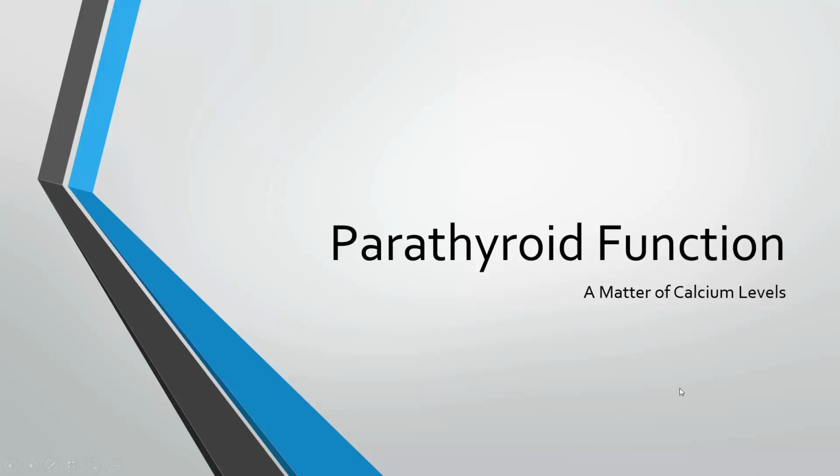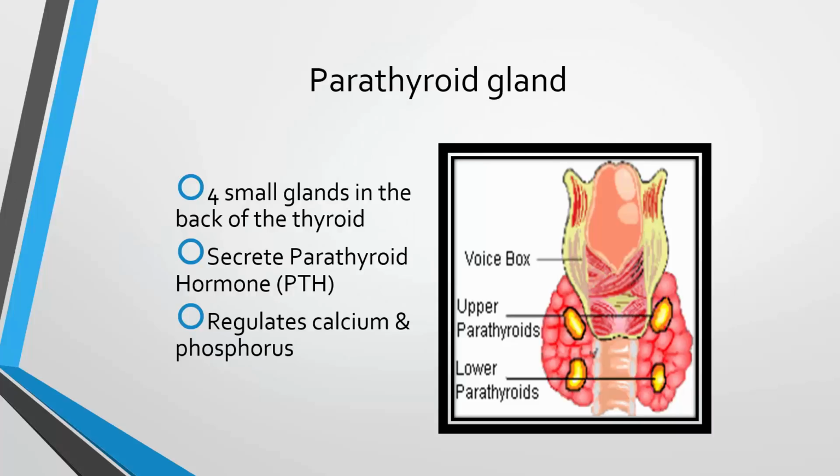This very short voiceover is going to be on parathyroid function, or a matter of calcium levels. Now, the parathyroid gland actually consists of 4 small glands in the back of the thyroid itself, and they secrete parathyroid hormone, or PTH. PTH regulates both calcium and phosphorus.